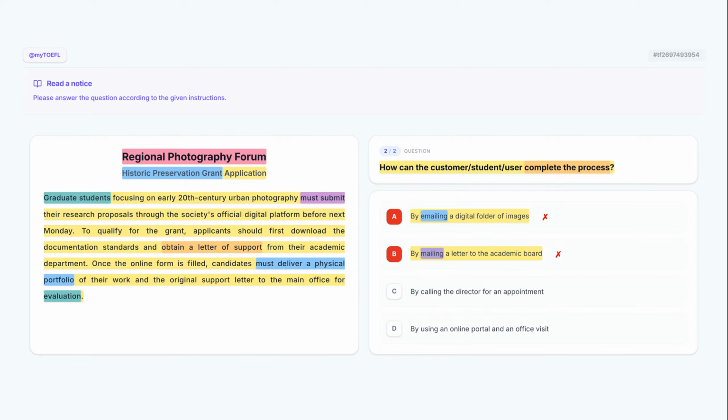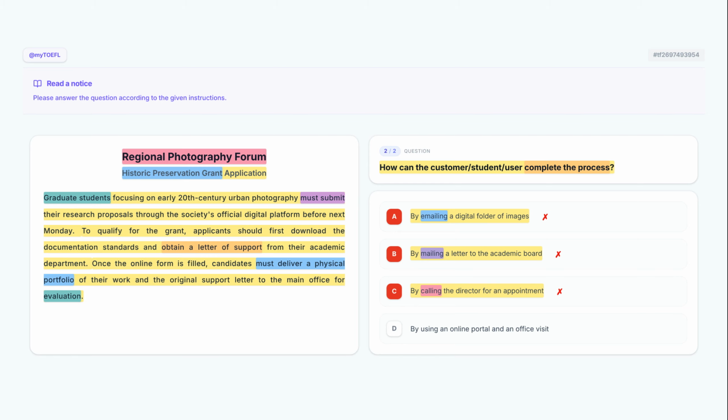Let's evaluate option C, by calling the director for an appointment. There is no mention of calling or making an appointment in the instructions. The text focus is strictly on digital submission and physical delivery, making this option an irrelevant distractor.